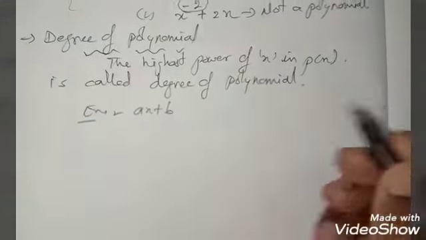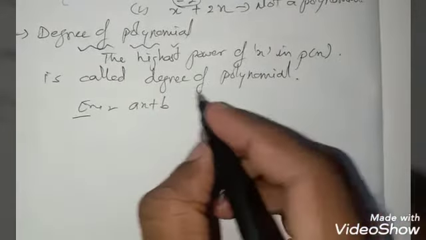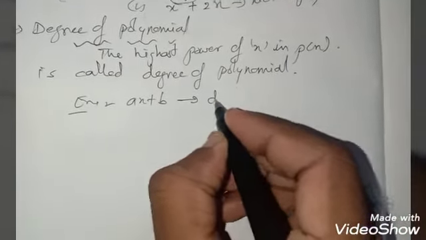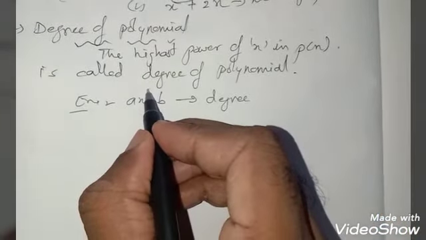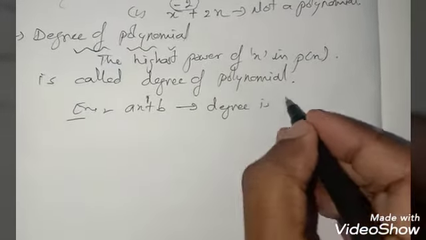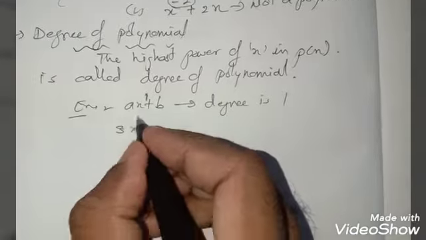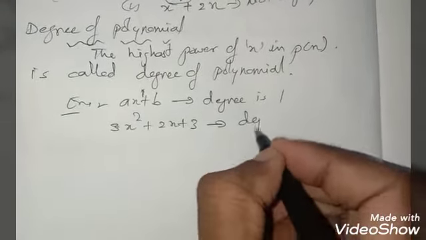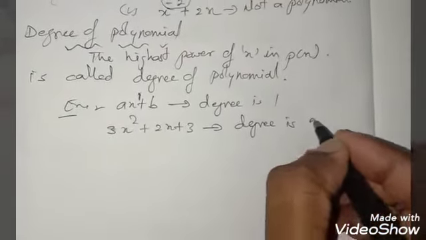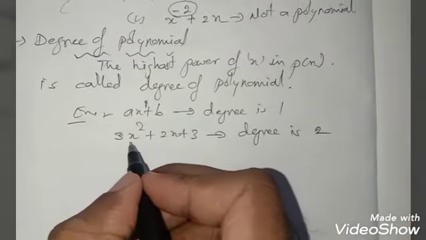Now if I take the example here, that is ax plus b. Now what is the degree here? Here you have a variable, always you have to find the degree from the variable, not the constant, right? That is, degree is 1. If I take another example, that is 3x square plus 2x plus 3. Now what is the degree? So degree is 2, because the highest power of the variable is 2. That's why the answer is 2.